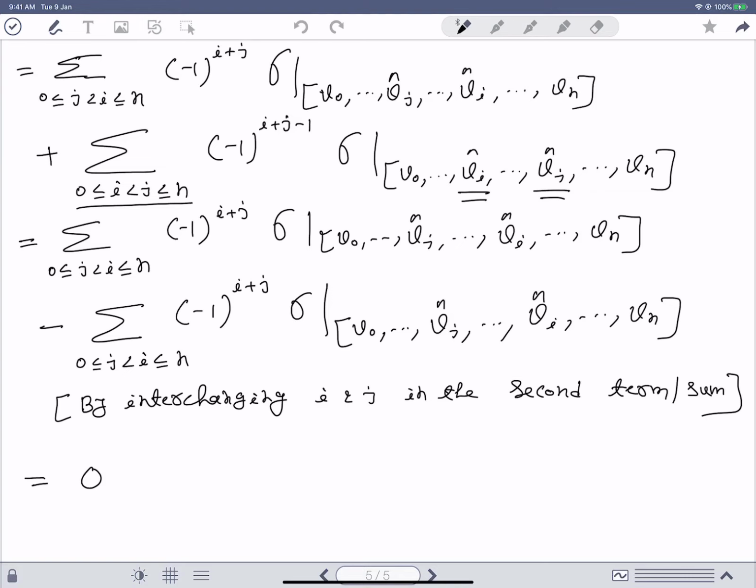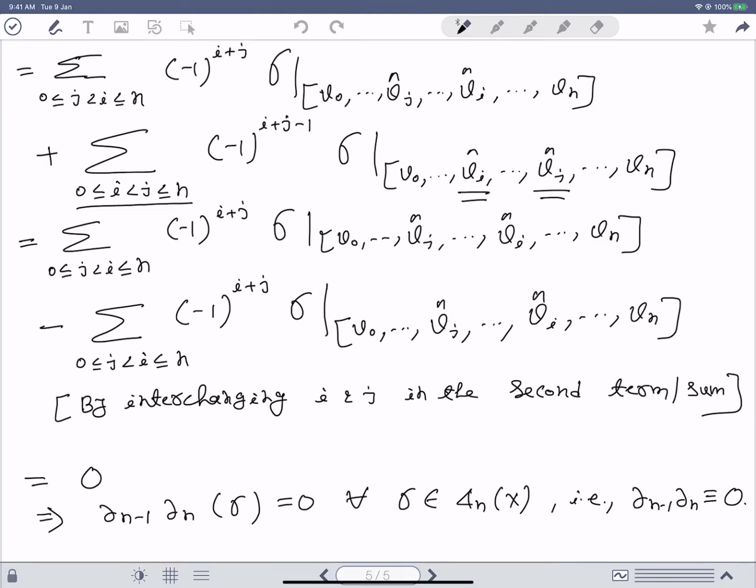So that means del n minus 1 del n sigma equals 0 for all sigma belongs to delta n x, right? That is, this map is identically 0. Okay, so we are done.